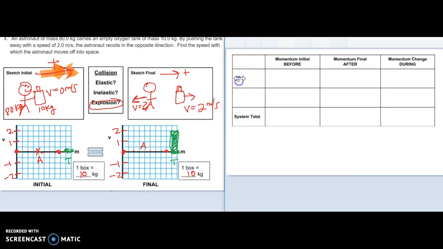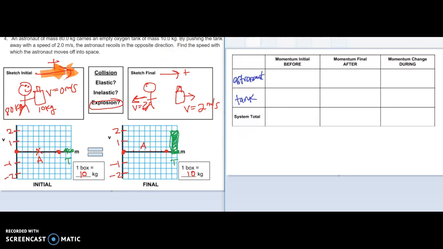Okay, so let's do, oh wait, I'm in a different browser window now. Okay, so let me get my pencil. And let's use another color. Okay, so here's going to be the astronaut. Okay, and this is going to be the tank. All right, so let's look at our numbers.